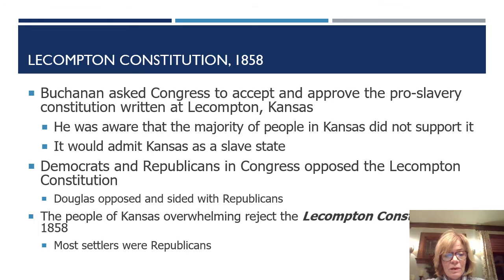The Democrats and the Republicans, both in Congress, were opposed to the Lecompton Constitution, and Douglas even was opposed to it, and he sided with the Republicans, even though he was an advocate for popular sovereignty. He really thought that the people would end up just voting it out of existence, right? So he didn't think that this would happen because he didn't think that one through very much. So anyway, the people of Kansas in 1858, they were able to vote on the Lecompton Constitution, and they rejected it overwhelmingly.